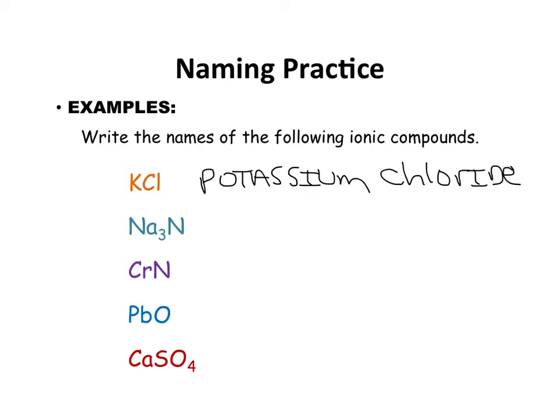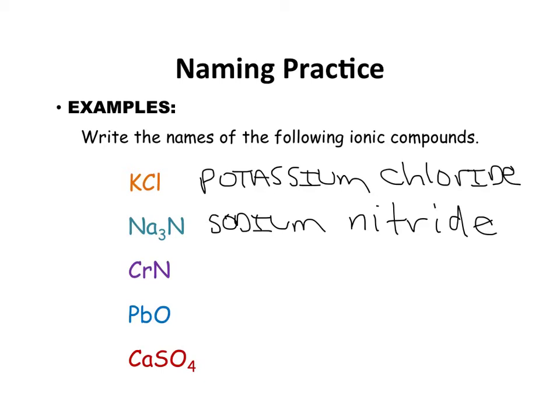So when the answer is no, we write the name of the metal, which is sodium, followed by the name of the nonmetal with an IDE ending. Well, this is nitrogen, so that with an IDE ending is going to be nitride. So the name of this Na3N formula is sodium nitride. The next example, CrN. Ask yourself the question, is the metal multi-charged?